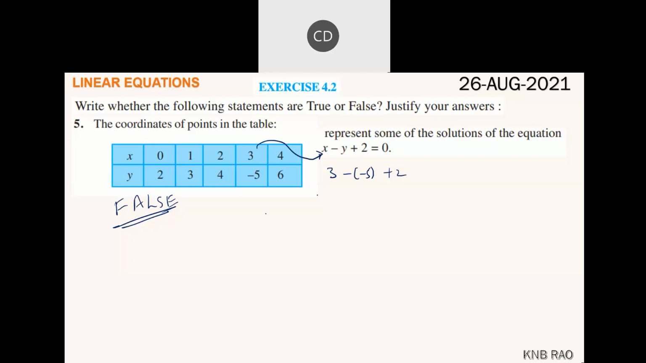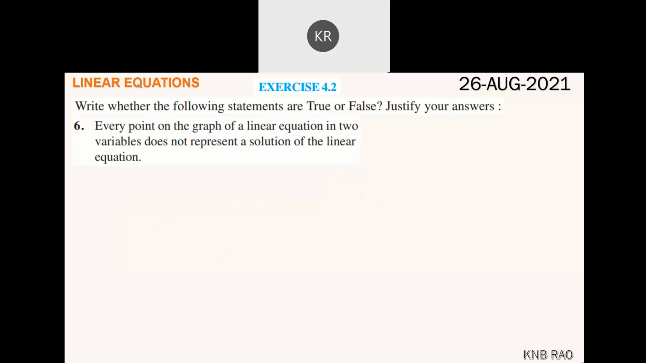When you substitute 0,2, RHS is not equal. Only in this case it won't. Understood? So it's false. I said even one point among the given coordinate points not satisfying the given equation, then we say false. Next question number 6.